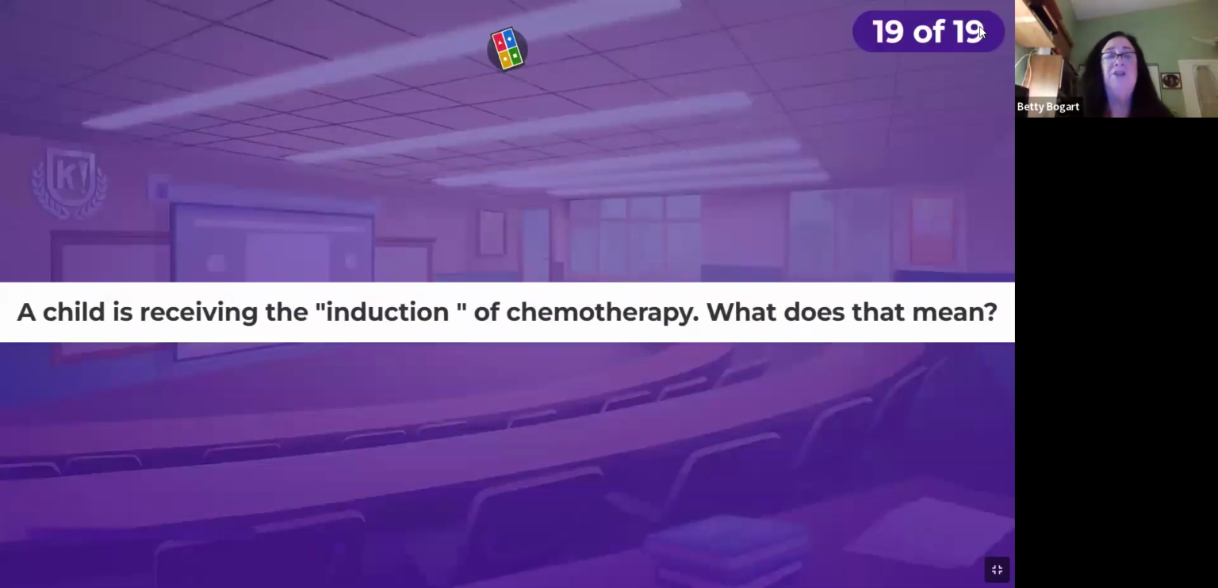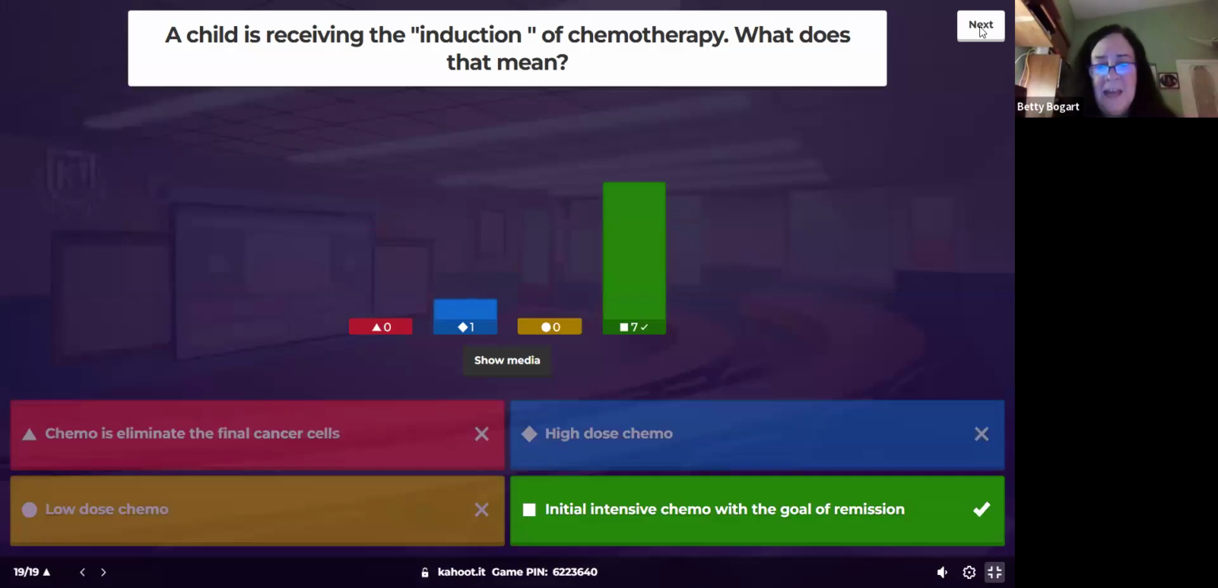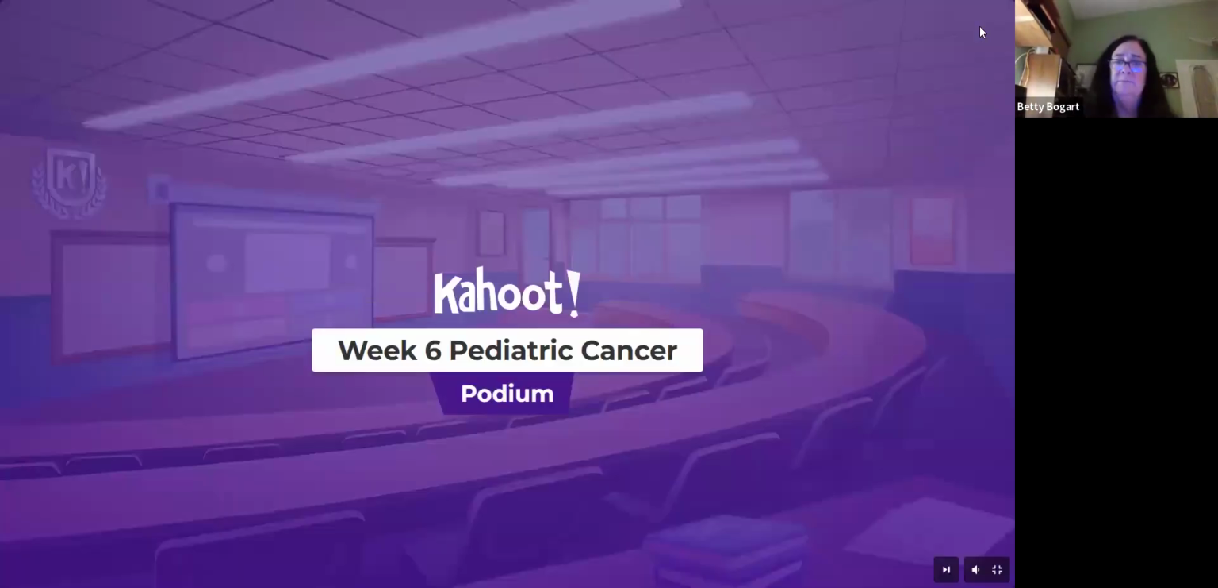Last question. A child is receiving induction of chemotherapy. What does induction mean? Remember, there's 4 stages of chemotherapy that we give. What does the induction mean? It's actually the initial stage, and the goal is remission. So in 4 to 6 weeks, cancer's gone. You're like, oh, great. No, we're still going to continue to make sure that there's no cells hiding and being sneaky.